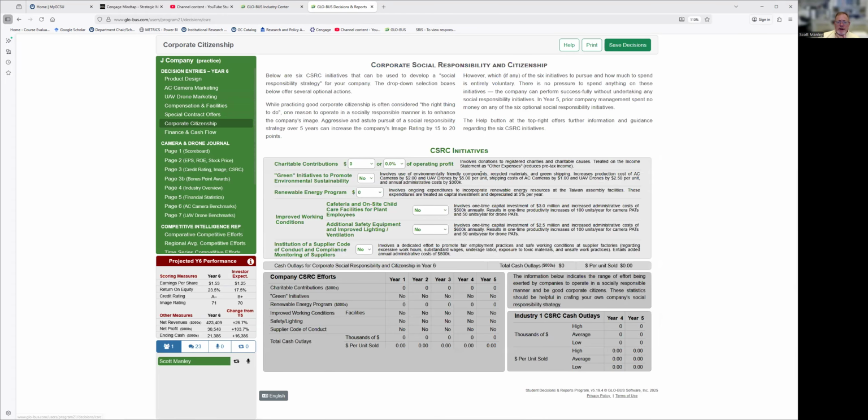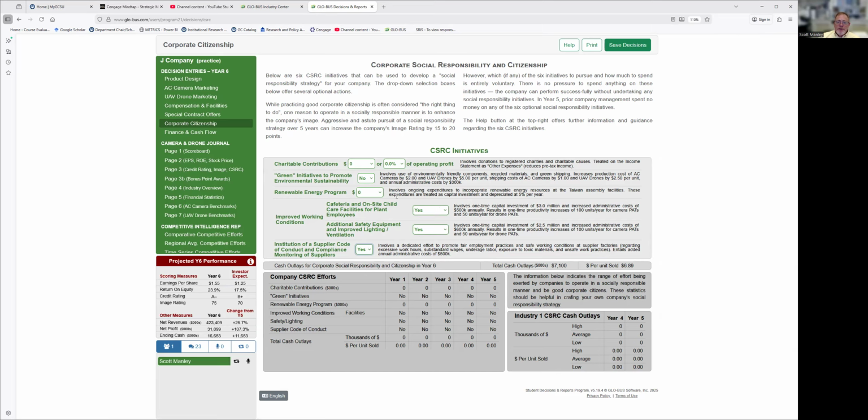I'm also going to come over to corporate citizenship because I have to ask the question of, is treating our workers well consistent with what a company that's running a differentiation strategy would want to do? And I would say yes. So I'm going to click the same options for implementing the on-site childcare facility and the cafeteria for my workers. And I'm also going to invest in additional safety equipment and improve lighting and ventilation in my factory. And I'm going to institute a supplier code of conduct because those are all things that are consistent with what a company running a differentiation strategy should do, right?